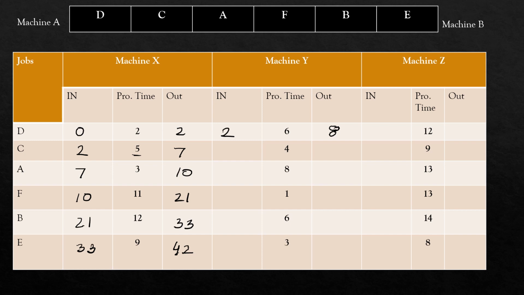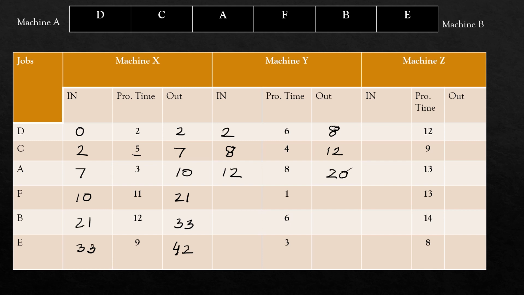Now machine Y has to process C job after it gets completed on machine X. So at 7, C is ready to move on to machine Y, but Y is busy processing D, right? So the processing of C on Y will start only once it has completely processed the job D. So it will start at 8, right? It will take 4 hours to complete, so it gets completed at 12, right? So A is ready at 10, but it will have to wait for 2 hours for getting processed on machine Y. So the processing of A will start at 12 hours. It will take 8 hours to complete, so 20, and so on.